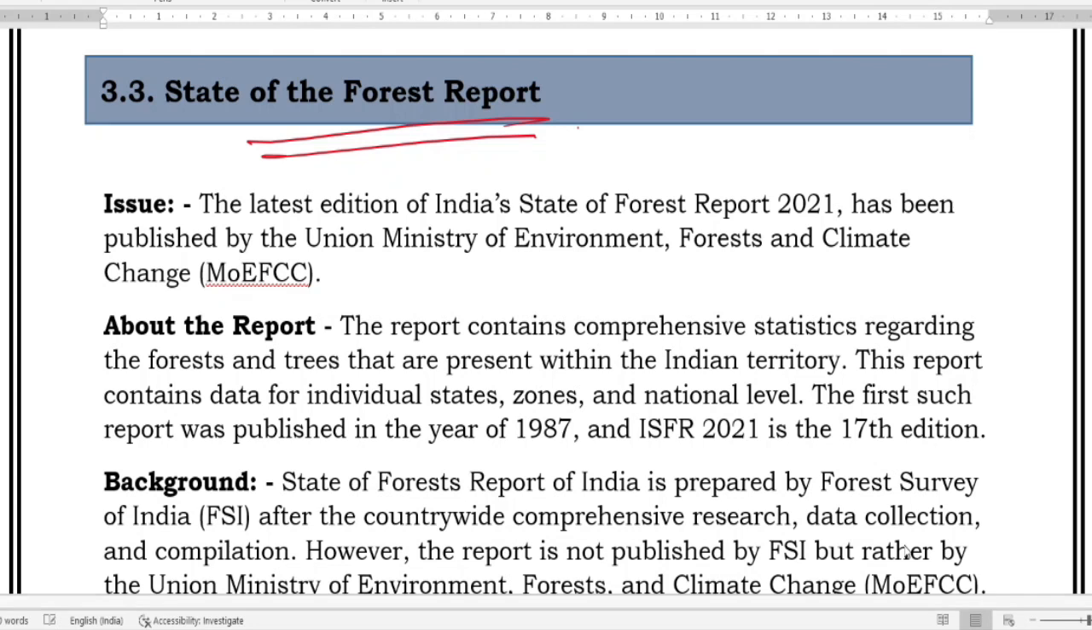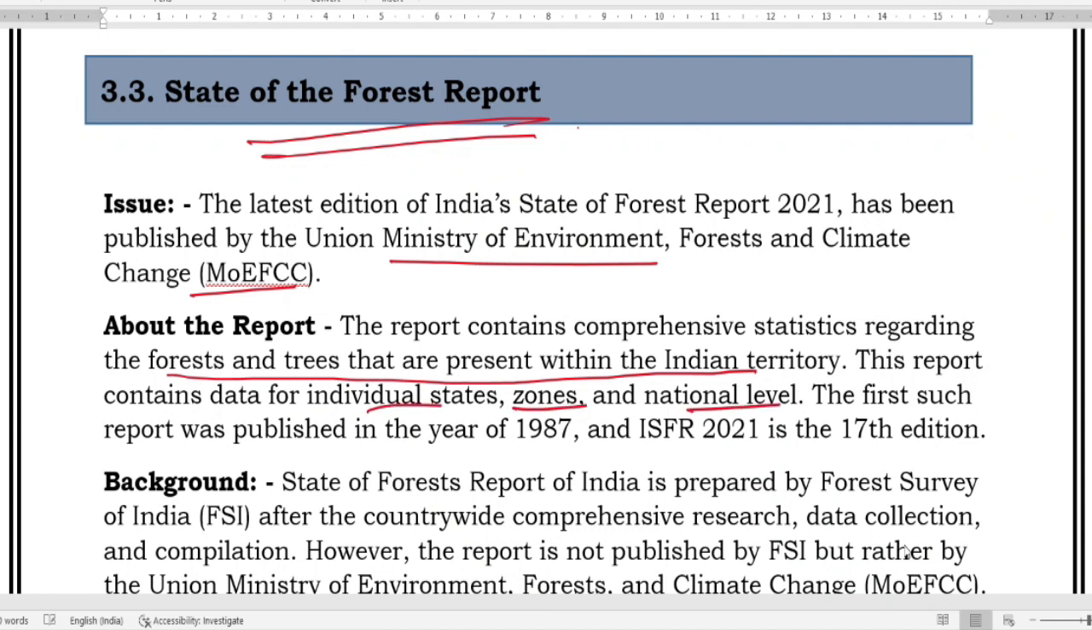State of Forest Report. This is very, very important, right? This was released by the Union Ministry of Environment, Forest and Climate Change. So what does this report say? It covers the forest and trees present within the Indian territory. This report contains data of individual states, zones, and national level. The first such report was published in the year 1987. ISFR 2021 is the 17th edition, right?